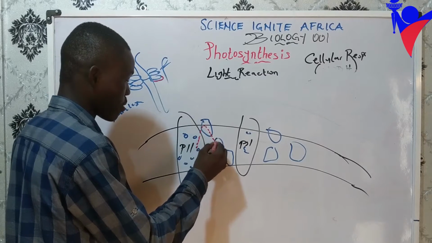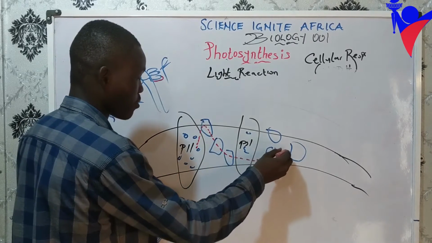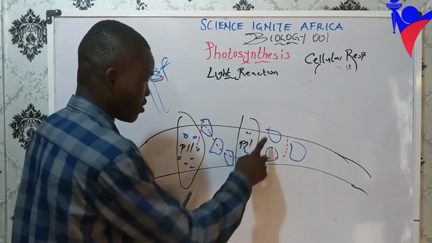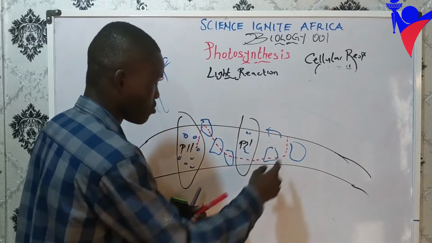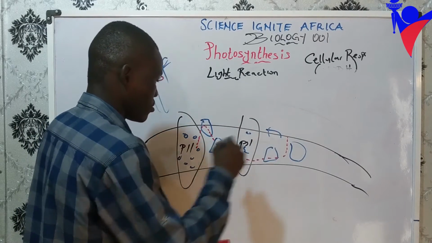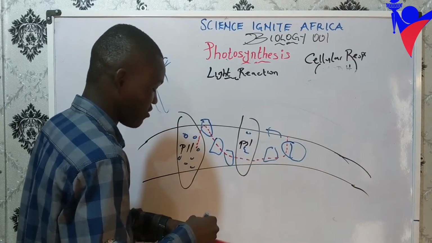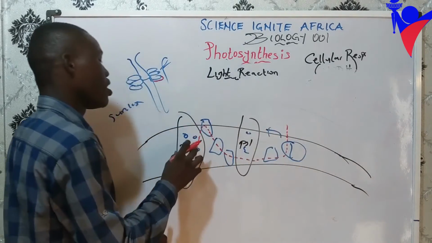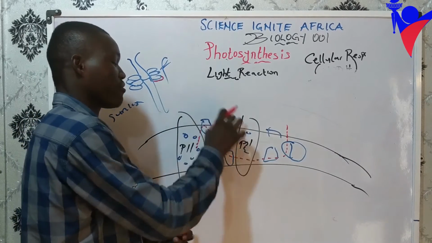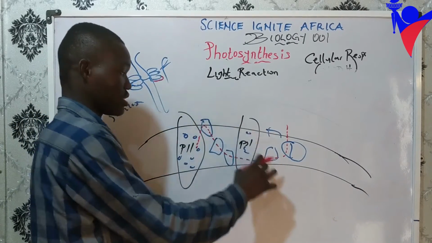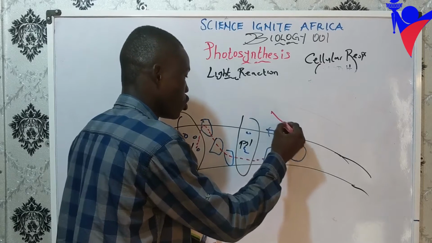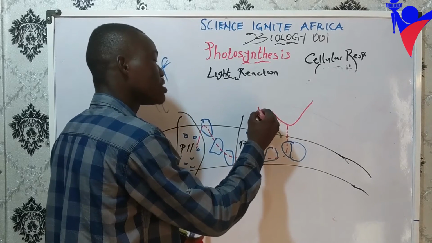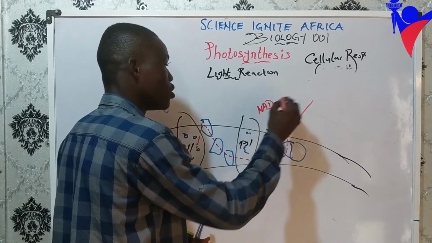Just understand the fact that it is going, then the energy that we are using to transfer these electrons like that is now going to be used to reduce NADP to what?